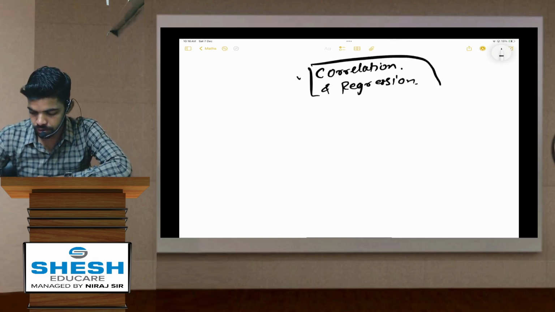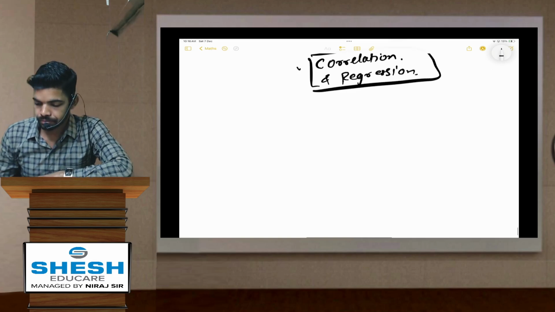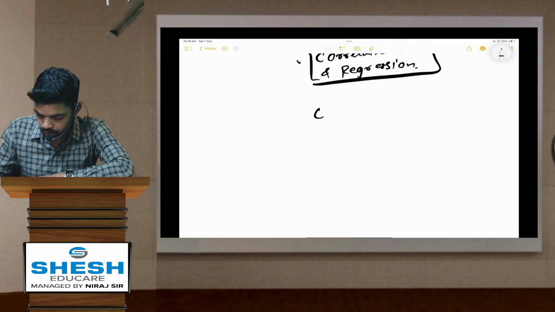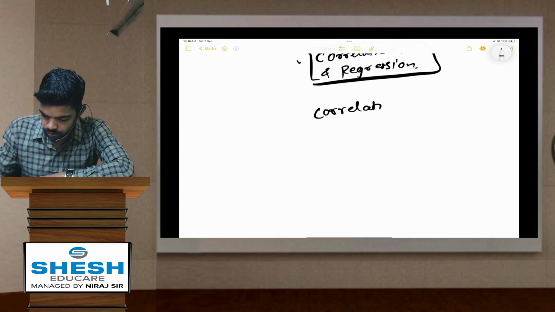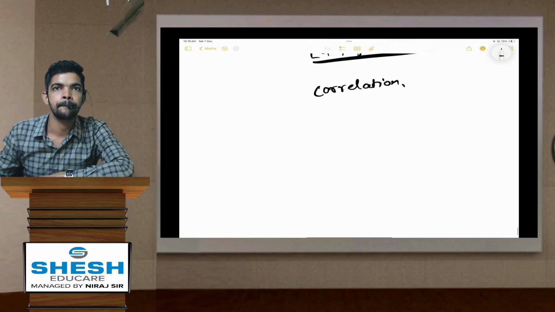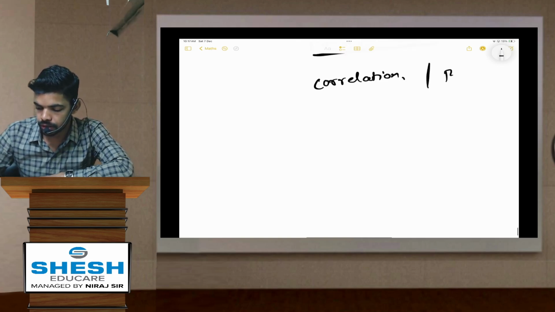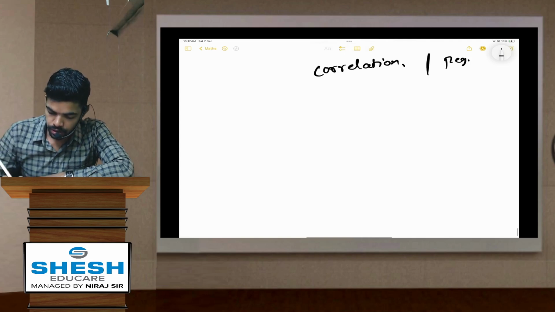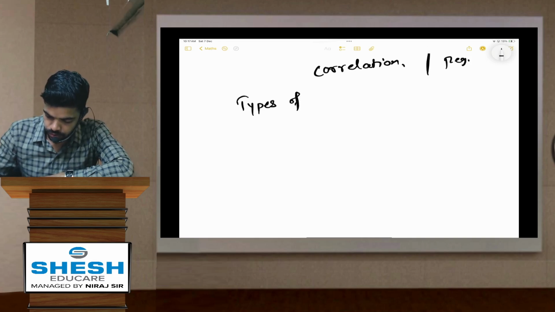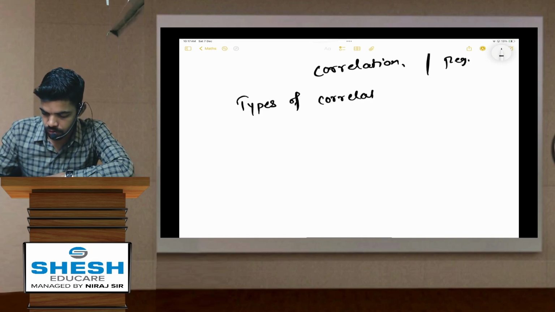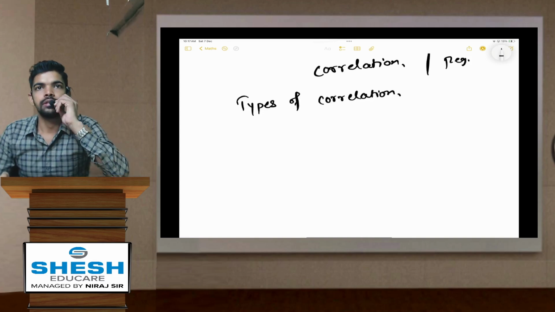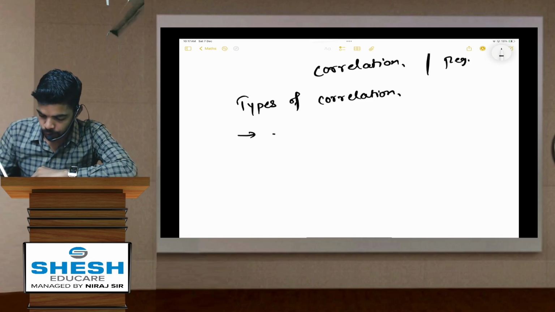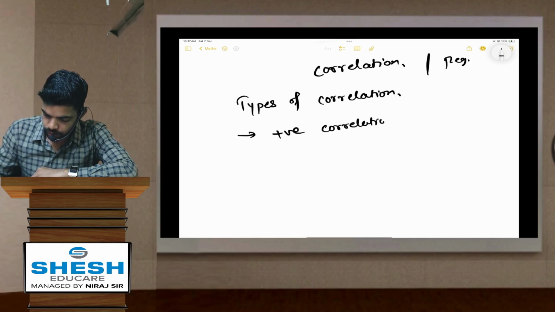Correlation and regression. First we'll do correlation, and then we will do regression. Types of correlation. There are basically two types: positive correlation and negative correlation.